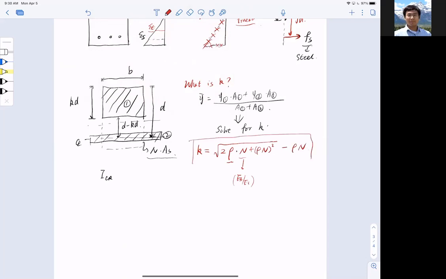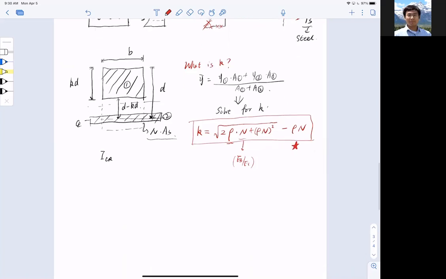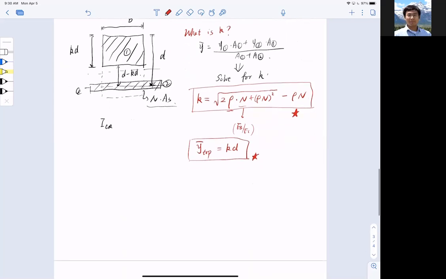I need you to remember this equation. We need it for the exam. So this is the K. And also Y, the center of the whole section, equal to KD. So need to remember these two.